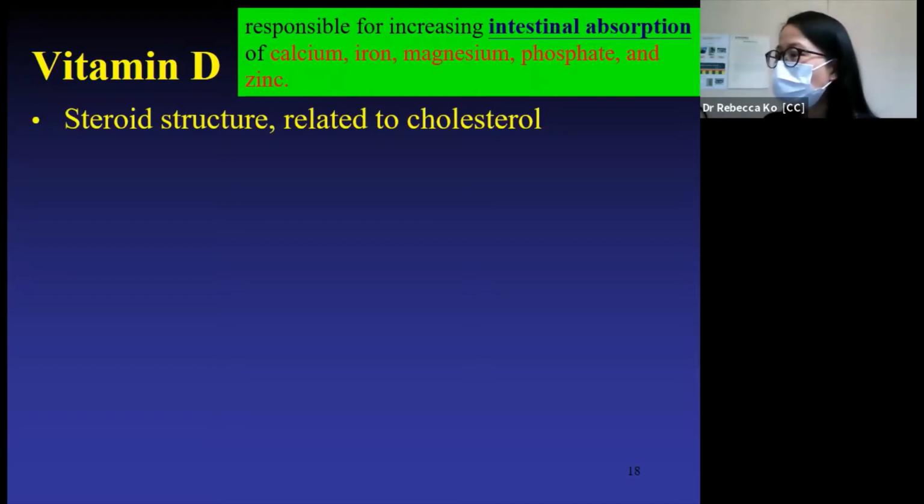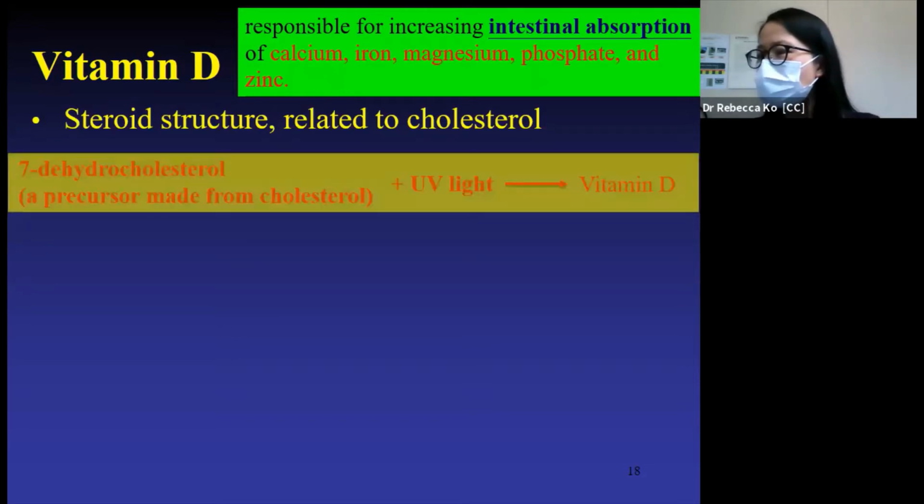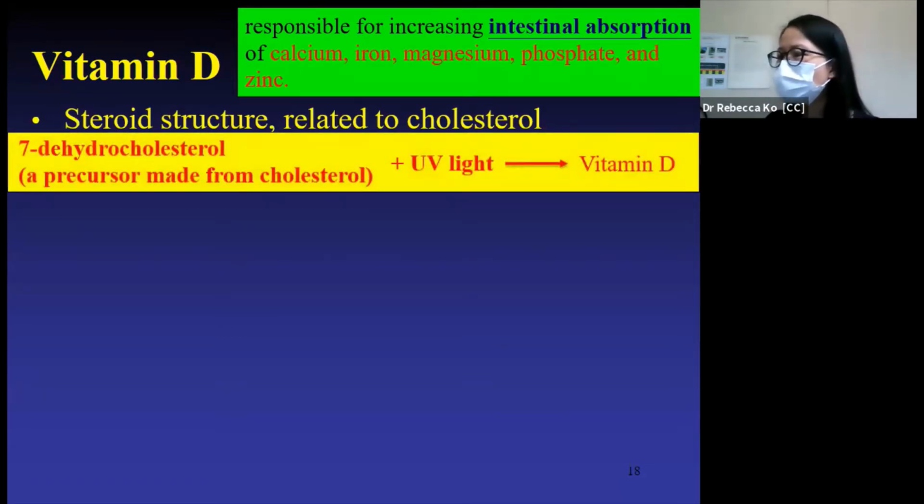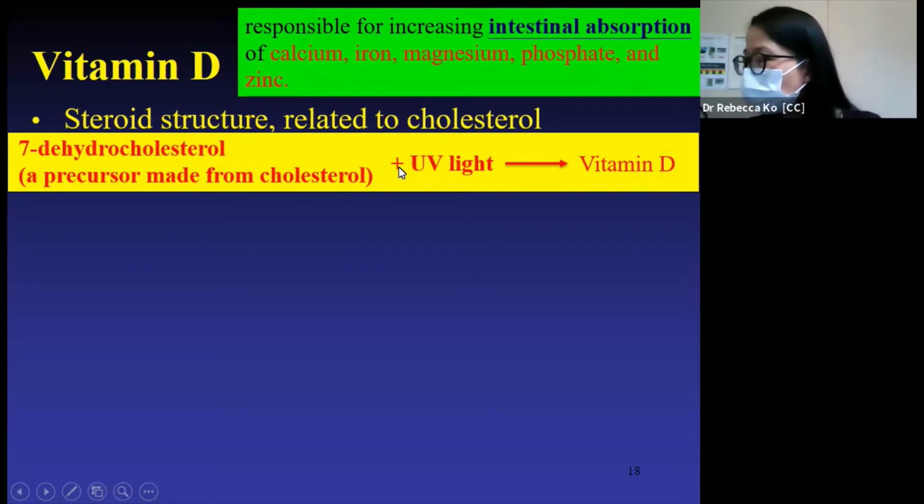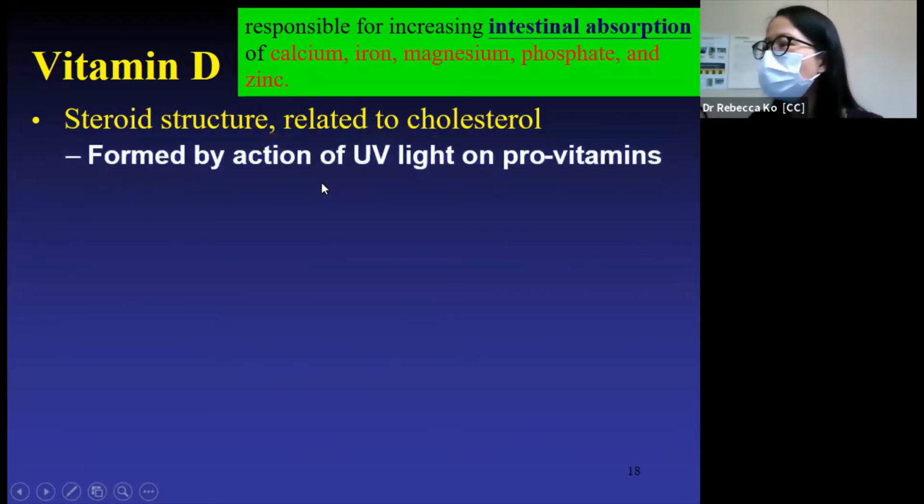It's related to cholesterol. Why do I talk about this? Because a precursor from the cholesterol, 7-dehydrocholesterol, I don't think you need to know the name here, just for your reference, binds to UV light, and then vitamin D is formed. So it's related to cholesterol because it comes from that, right? And so that's why you find it on the handout. It's formed by the action of the UV light on the precursor.